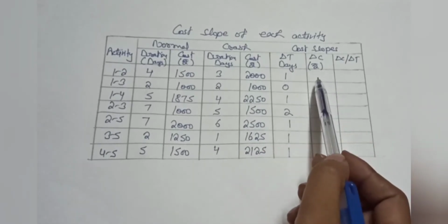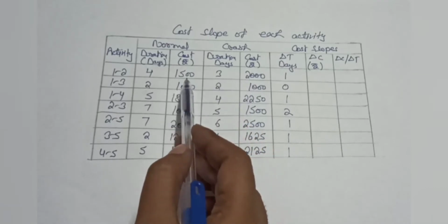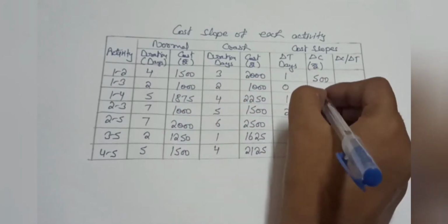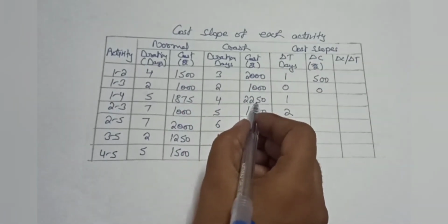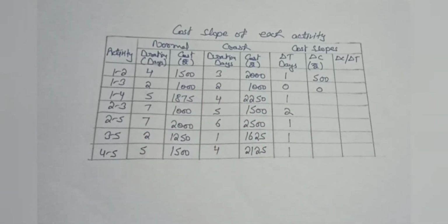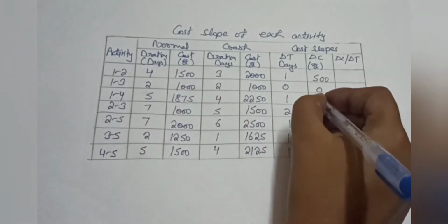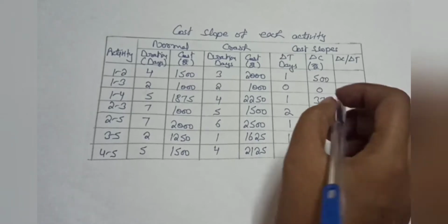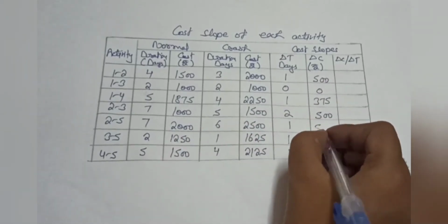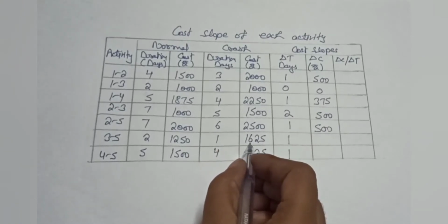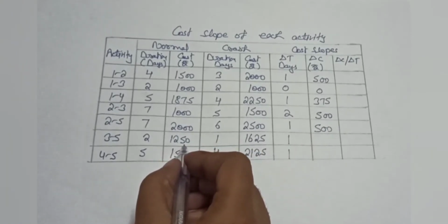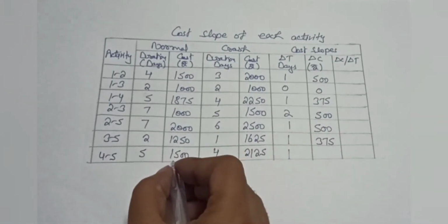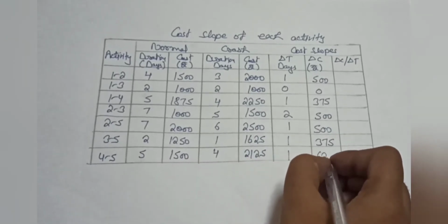Now we will calculate our cost. So 2000 minus 1500 is equal to 500. 1000 minus 1000 is equal to 0. 2250 minus 1875 is equal to 375. 1500 minus 1000 is equal to 500. 2500 minus 2000 is equal to 500. 1625 minus 1250 is equal to 375. 2125 minus 1500 is equal to 625.